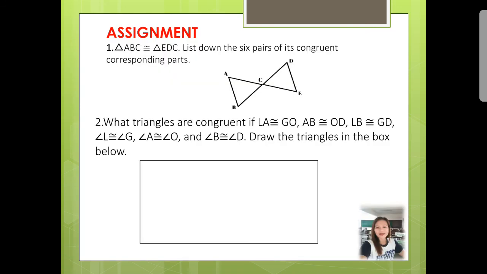For your assignment, number 1, triangle ABC is congruent to triangle EDC. List down the 6 pairs of congruent corresponding parts. And for number 2, what triangles are congruent if side LA is congruent to side GO, side AB is congruent to side OD, side LB is congruent to side GD, angle A is congruent to angle G, angle A is congruent to angle O, angle B is congruent to angle D? You can draw the triangles in the box below.